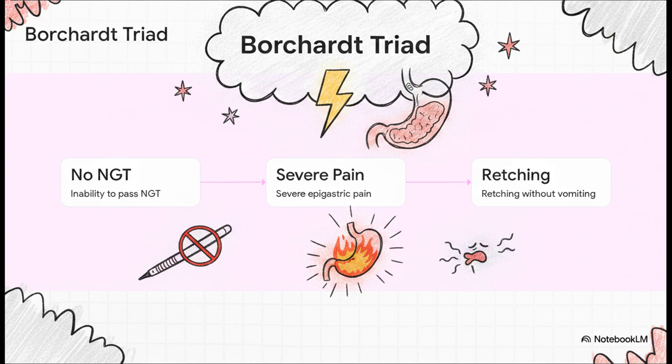If you ever see this exact combination pop up in a clinical vignette, your brain should immediately flash straight to gastric volvulus. These three signs are the ultimate buzzwords examiners are hunting for to see if you actually understand the mechanical obstruction happening in the patient's stomach.